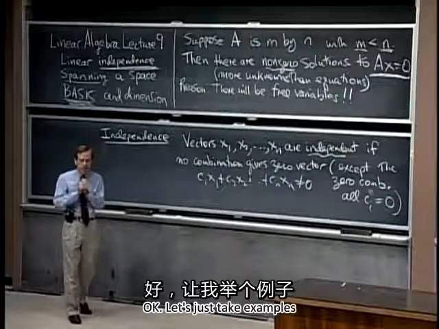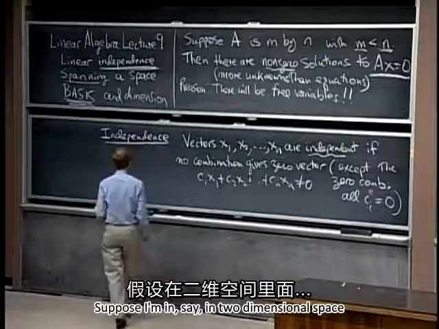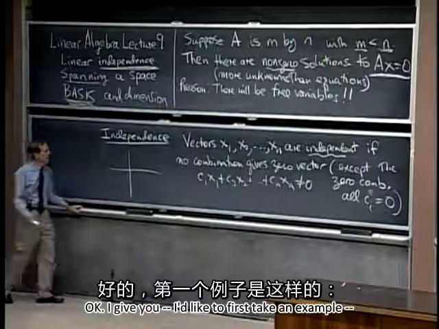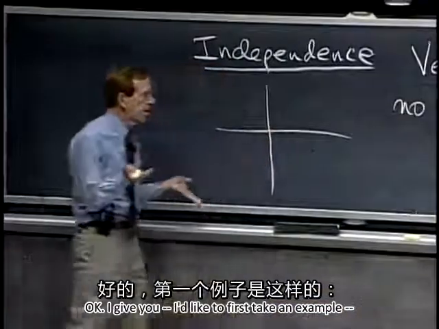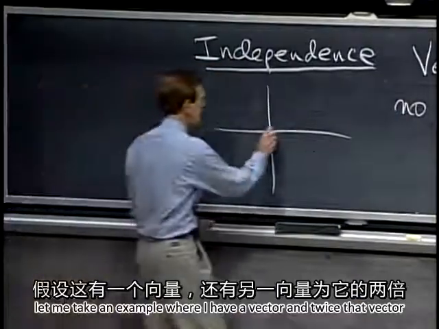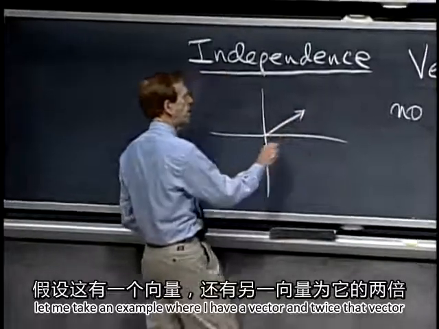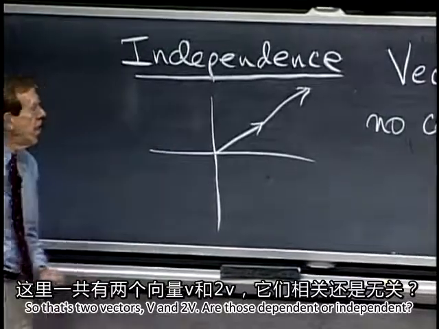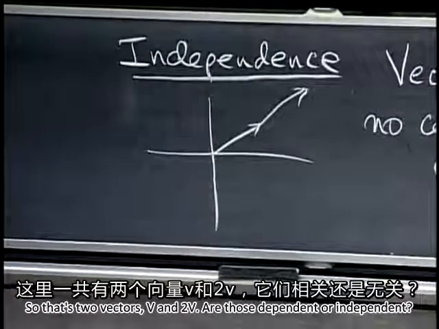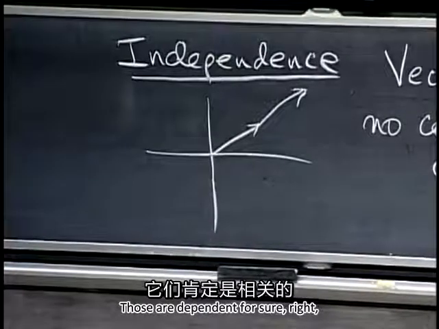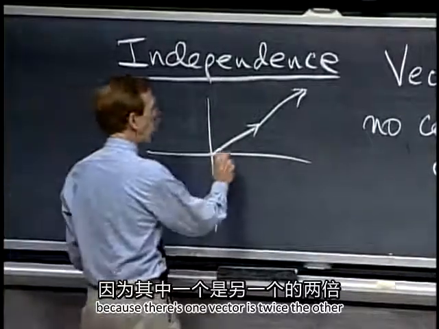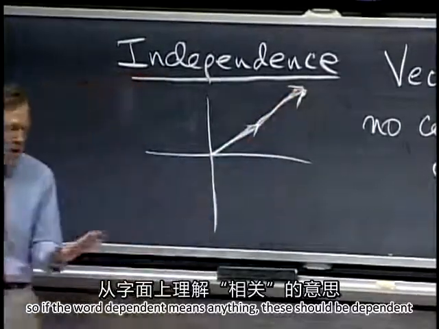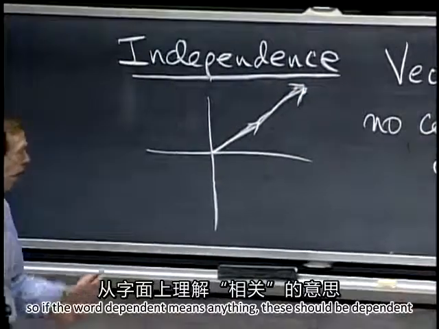Okay, let's just take examples. Suppose I'm in, say, two-dimensional space. I'd like to first take an example where I have a vector and twice that vector. So that's two vectors, v and 2v. Are those dependent or independent? Those are dependent for sure, right? There's a combination. One vector is twice the other. One vector is twice as long as the other. So if the word dependent means anything, these should be dependent, and they are.